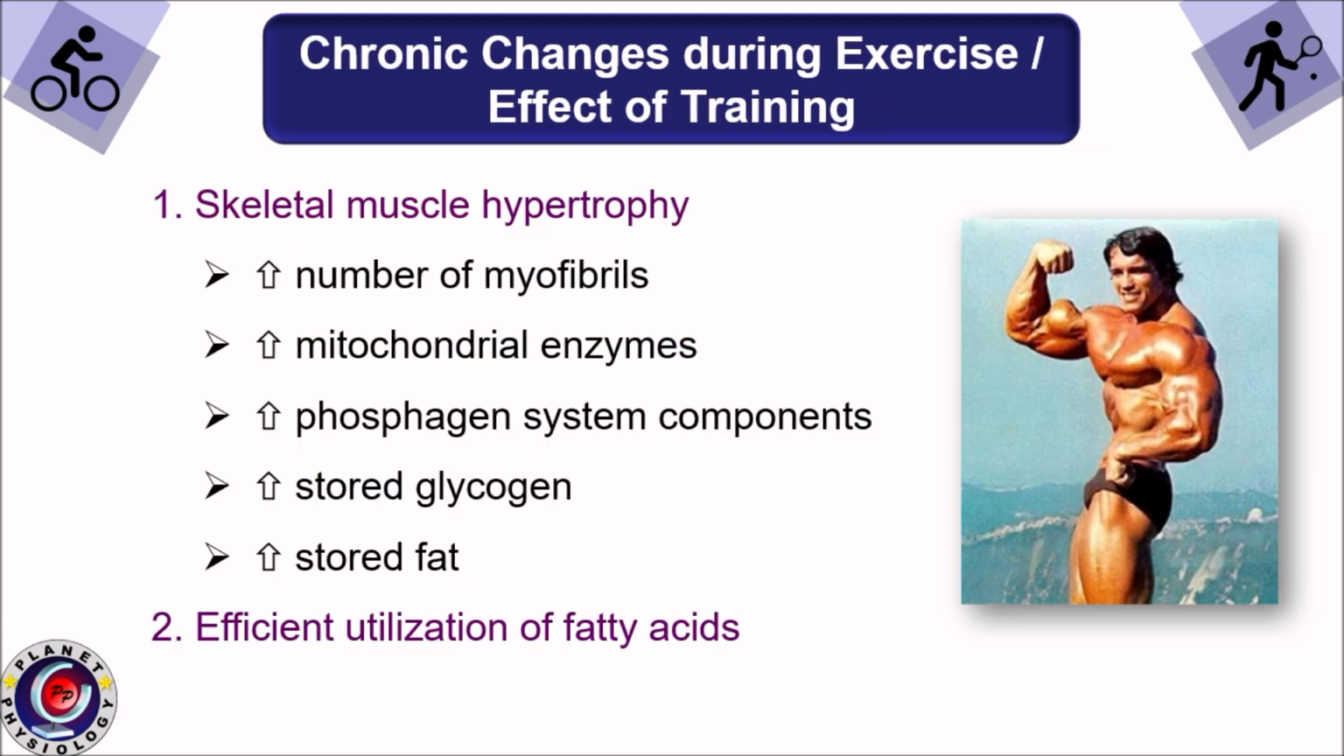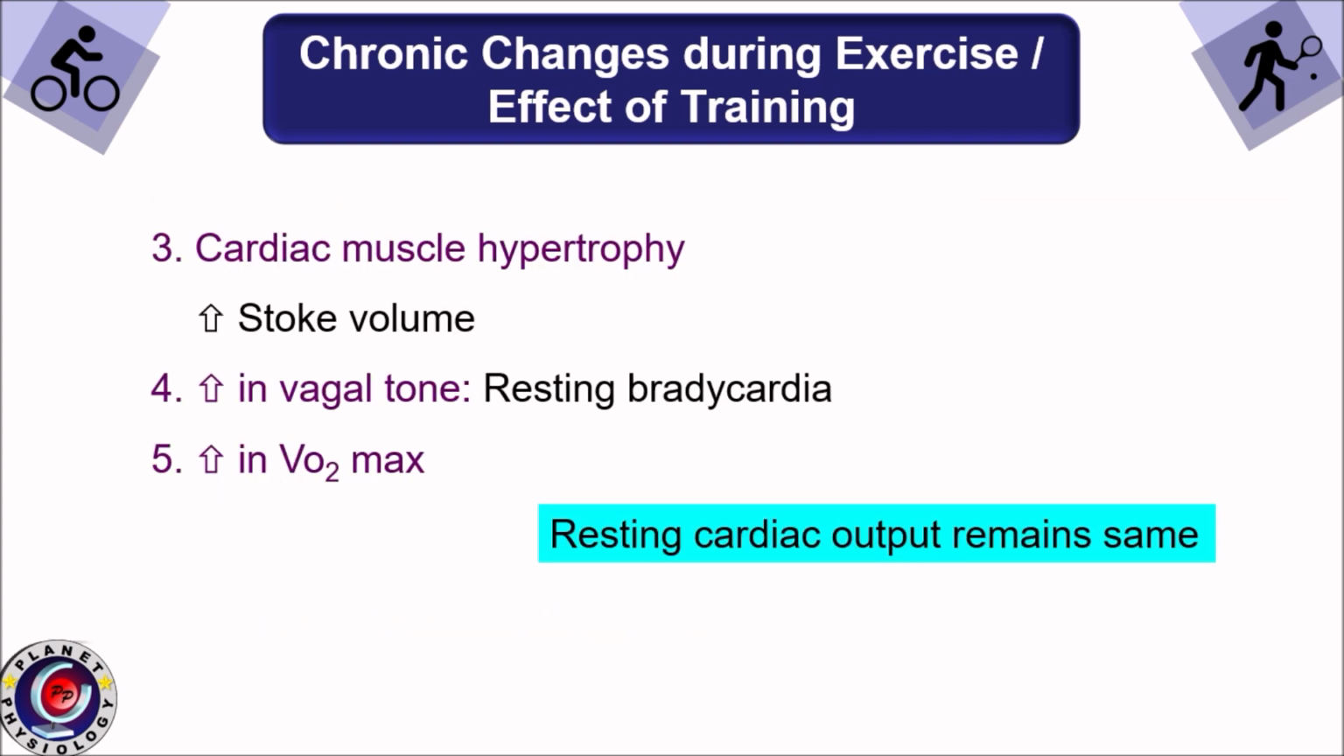Now let us study what are the chronic changes during exercise, or in other words, effects of training. First and foremost thing that can be seen is skeletal muscle hypertrophy. It is not only just hypertrophy but hyperplasia also. There is increase in number of myofibrils. There is increased quantity of mitochondrial enzymes, increase in various components of the phosphagen system, stored glycogen is increased as well as stored fat is increased. And all these factors help in efficient utilization of fatty acids by the muscles.